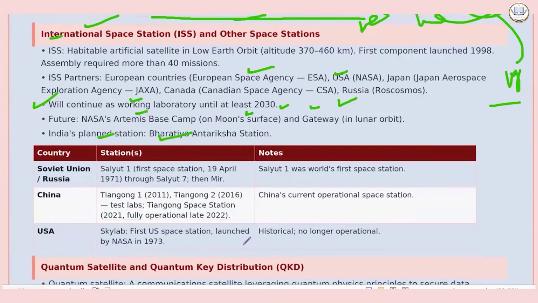Others as well. Soviet Union and Russia had Salyut 1, first space station, to Salyut 7, then Mir and all. Salyut 1 was world's first space station. Then China, Tiangong 1, then Tiangong 2. Tiangong space station fully operational in late 2022. China's current operational space station. USA has Skylab, first US space station launched by NASA in 1973. Historical, no longer operational.